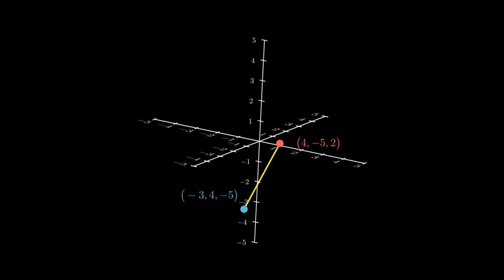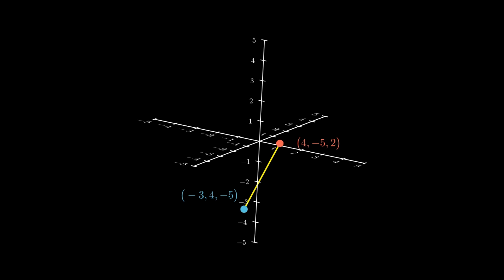Now the new position of the blue point in this 3D space can be found using the coordinates -3, +4, -5, and the new position of the red point can be found using the coordinates +4, -5, +2. Where the first number of the coordinate represents how many units that point moved in the x direction, the second number represents how many units that point moved in the y direction, and the third number represents how many units that point moved in our new z dimension.